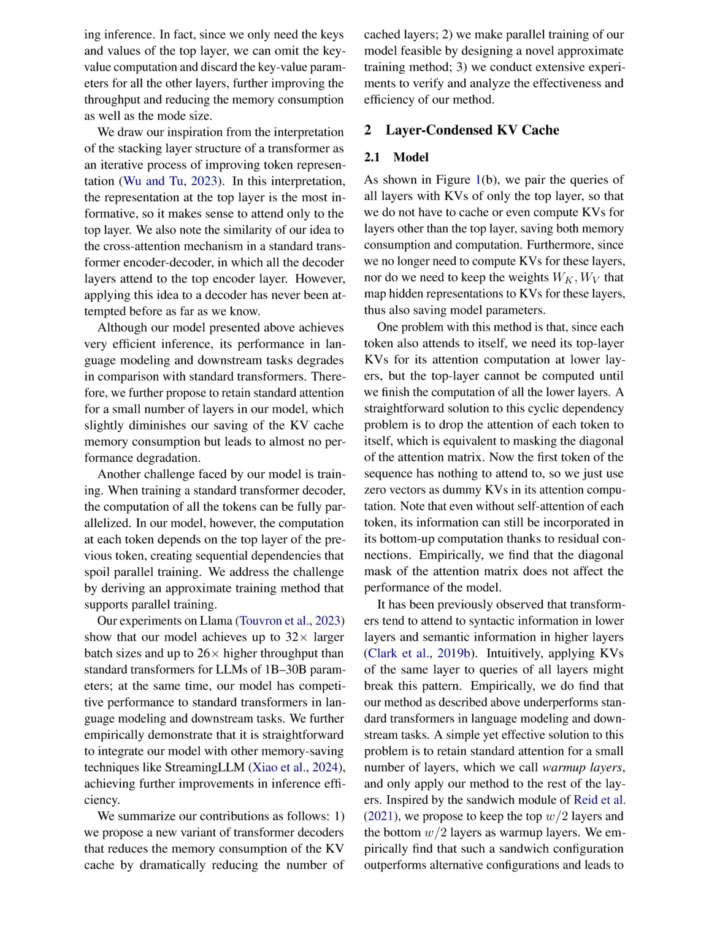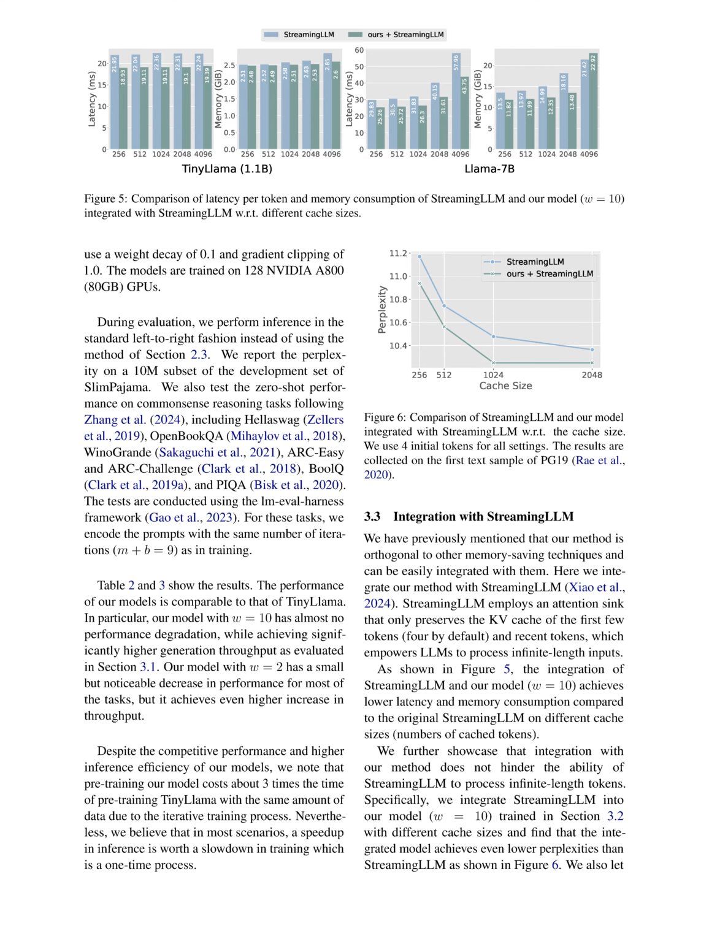The new method proposed in the paper achieved up to 32 times larger batch sizes and up to 26 times higher throughput than standard transformers for LLMs of 1B-30B parameters. The model also demonstrated competitive performance to standard transformers in language modeling and downstream tasks. Additionally, the integration of the new method with other memory-saving techniques like streaming LLM resulted in further improvements in inference efficiency, showcasing lower latency and memory consumption compared to the original streaming LLM on different cache sizes.